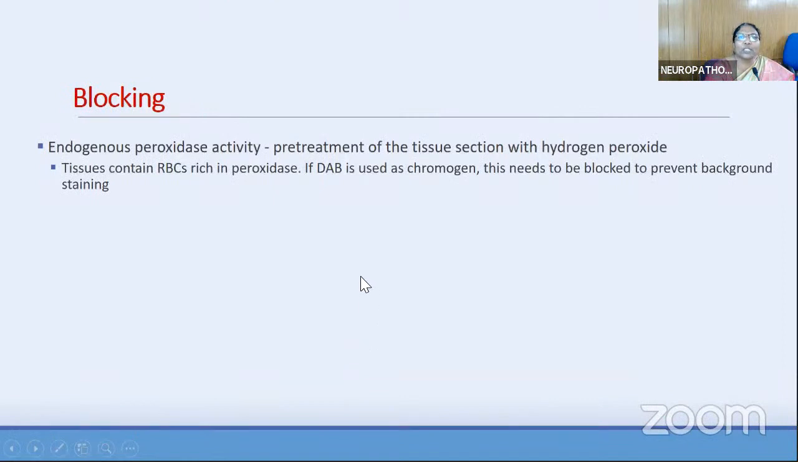Blocking. Endogenous peroxidase activity: pre-treatment of the tissue section with hydrogen peroxide. Tissue contains rich RBCs, because most of our material are surgical biopsies. So these surgical biopsies will have blood, and endogenous peroxidase is present in blood all over. And our chromogen used is DAB. So when you are using DAB as chromogen, the RBCs will take up the staining. So blocking the endogenous peroxidase activity is necessary, and it needs to be blocked to prevent background staining.